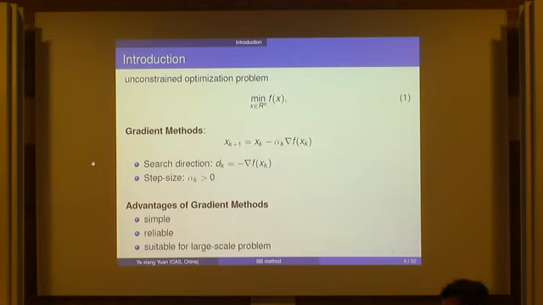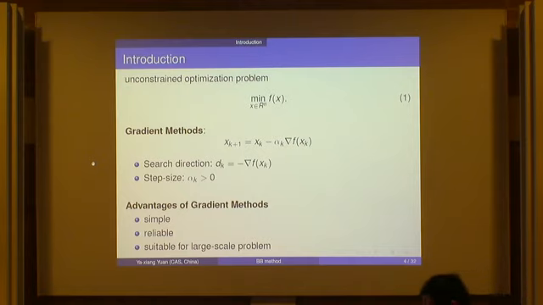The gradient method is the simplest method for optimization, namely at every iteration you move the current iterate along the negative gradient direction. Think about a mountain: you're going in the steepest descent direction, which is intuitively very straightforward. Roughly, the iteration has a very simple form: x_{k+1} equals x_k, moving along the direction of the negative gradient with a step size.